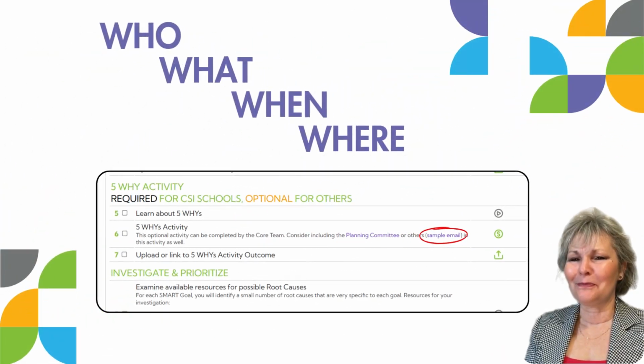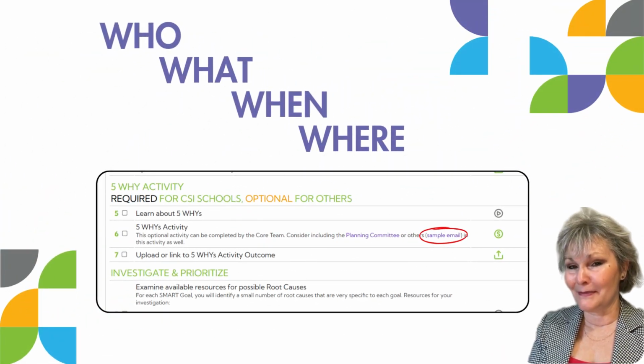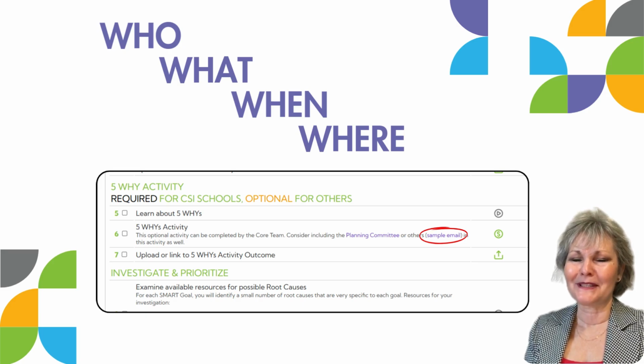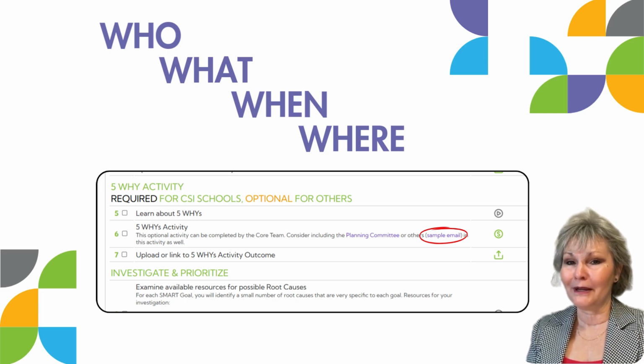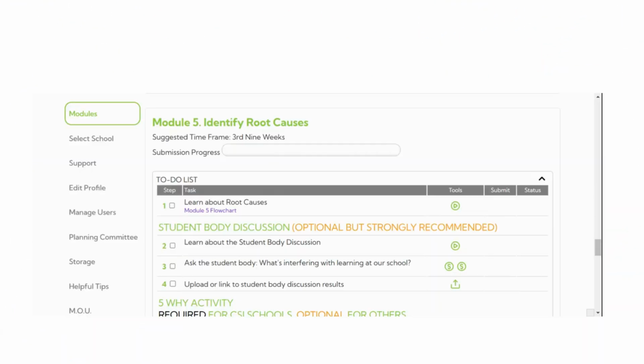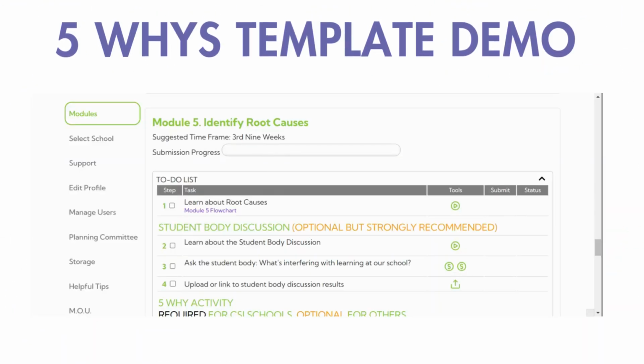After you've determined your path and decided the who, what, when, and where of this meeting, you'll want to send participants an email. We've linked to a sample email in the small text in Step 6. In the sample email, you'll find a list of helpful resources to attach to your email so participants can review these resources before the meeting. Now let's get down to the nitty-gritty of the 5Ys activity.